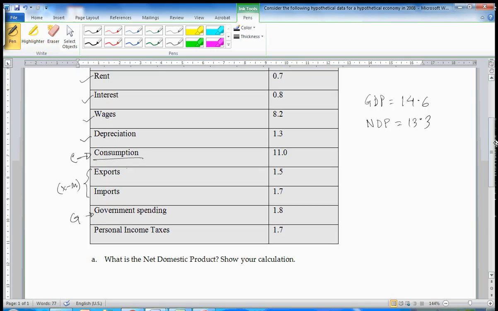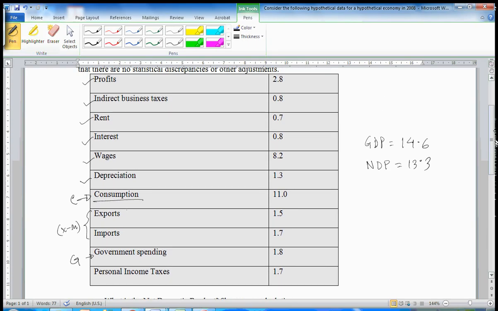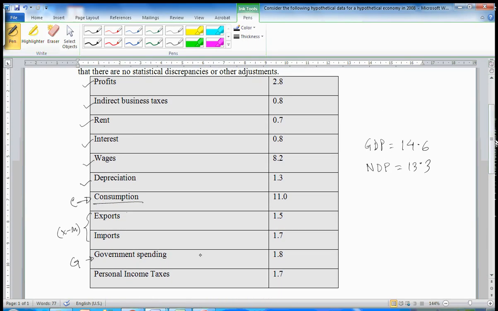So I'm hoping that you'll be able to find GDP, NDP, investments, etc. if I give you this kind of a table in your exam.